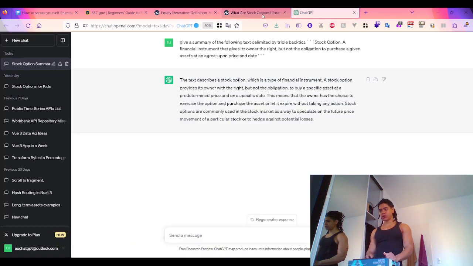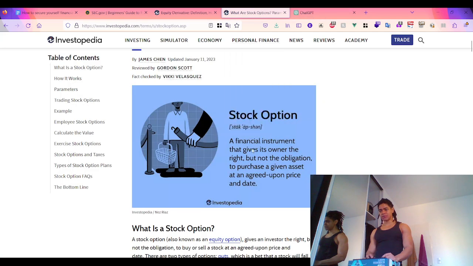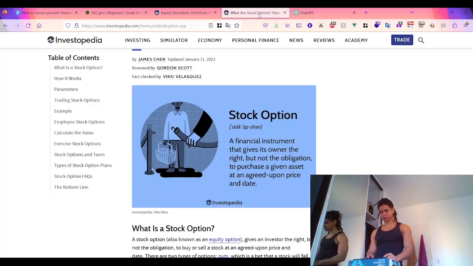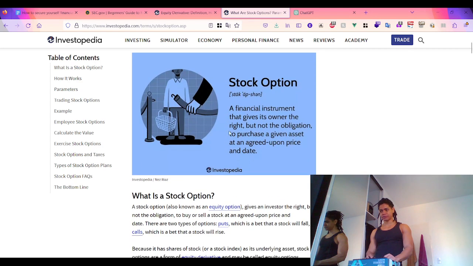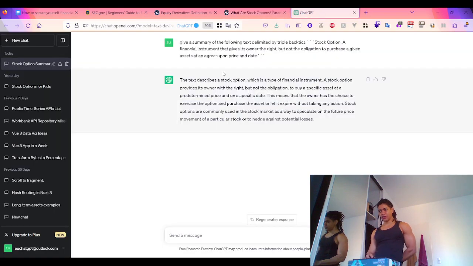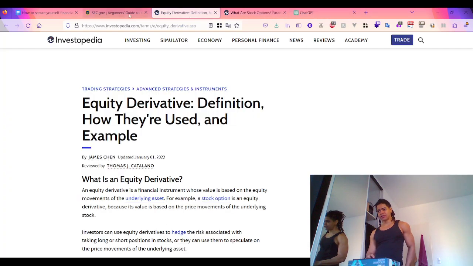So, in other words, this gives the owner the choice to exercise the options and purchase the assets or let it expire without taking any action. So stock options are commonly used in the stock market as a way to speculate on the future price. But this is now from the trader's perspective. So these are stock options.